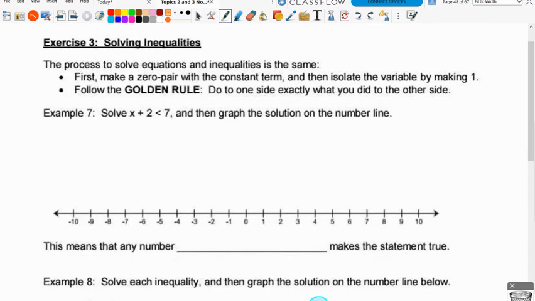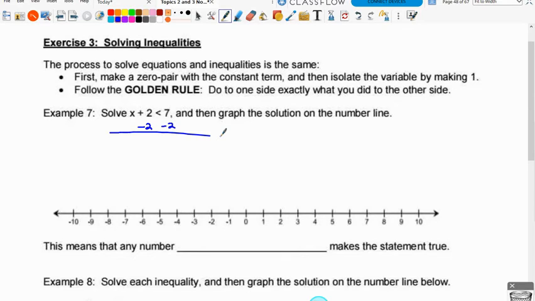So in example 7, it says solve x plus 2 is less than 7, and then graph the solution on the number line. When you solve an inequality, instead of checking it, you're going to graph what the solution looks like. So we have x plus 2 is less than 7. The variable's on the left, but it's not alone. It's got a positive 2 there. Therefore, we're going to have to subtract 2 to get the x all by itself. And then I'll do the same thing on the right-hand side.